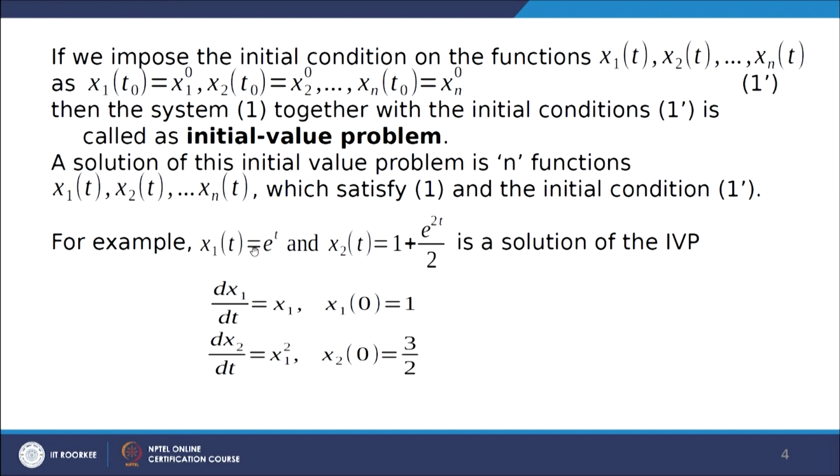Now, x1(t) equal to e to the power t implies dx1 by dt equal to e to the power t. e to the power t is x1, so dx1 by dt equal to x1 is satisfied. x2(t) is (1 plus e to the power 2t) by 2.